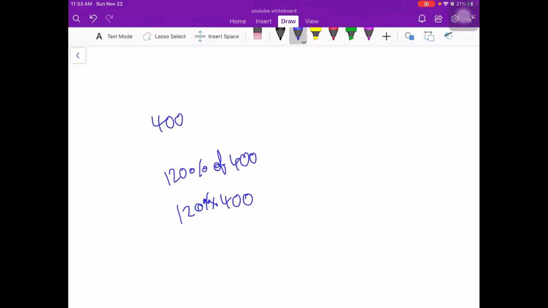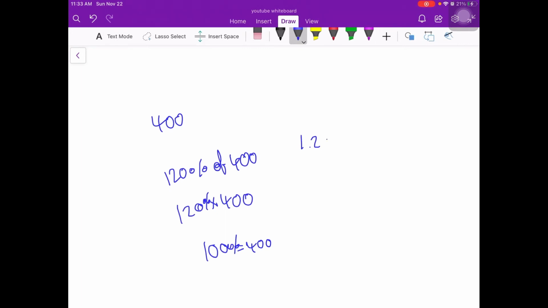Now let's look at it in the decimal form. If we say 100% equals 400, because that's how much last year was, now they have a 20% extra amount of students. We know that 20% equals 0.2. So 100% plus 20% equals 120%, which is 1.2, because 100% equals 1 and 20% equals 0.2.